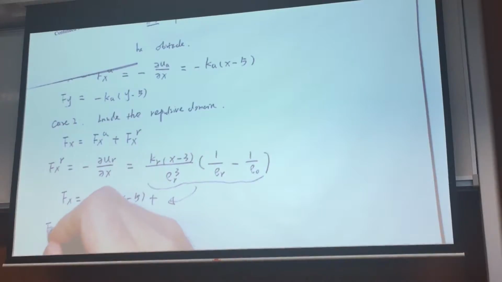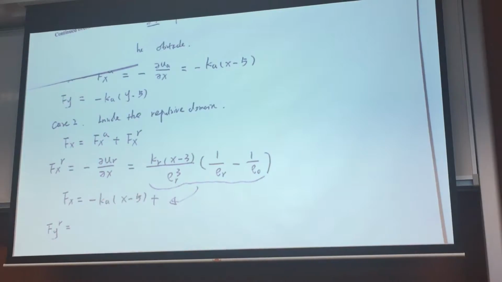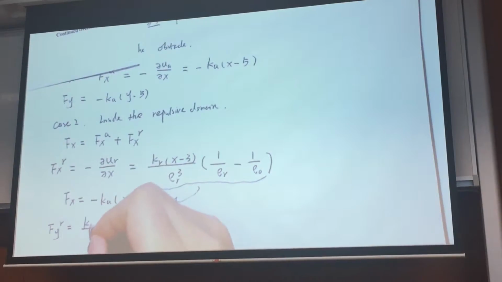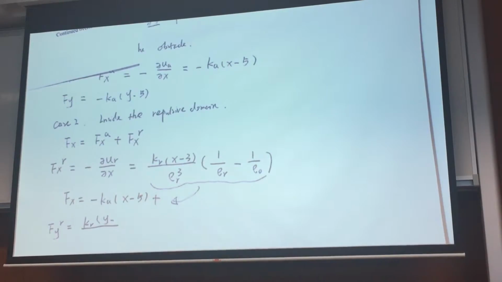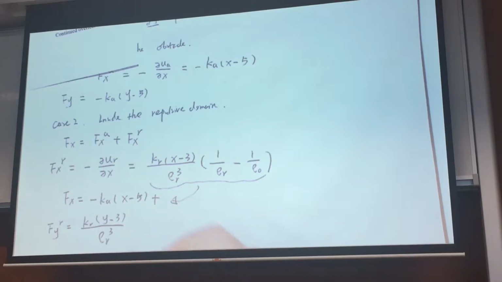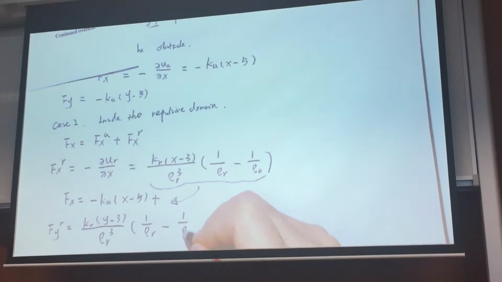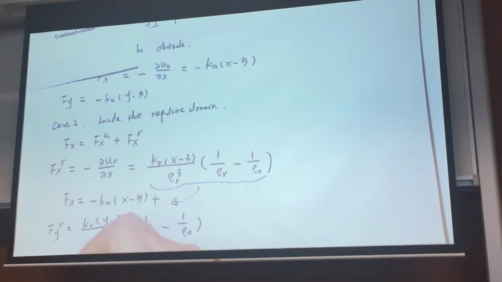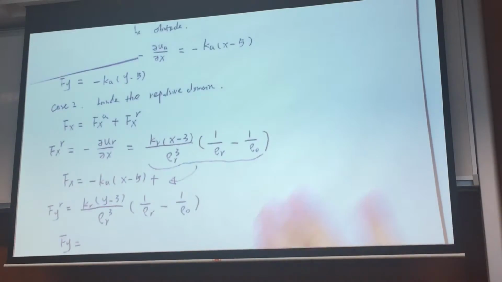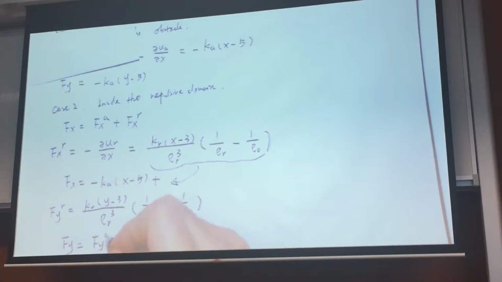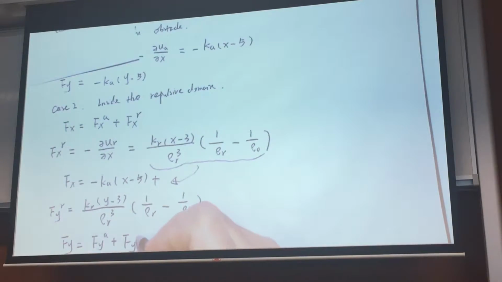So similarly, you can derive your yr. It's just the same format, the same format, and here is a kr y minus 3 divided by rho r cubed, 1 over rho r minus 1 over rho 0. So also your fy is given by the fya plus fyr.